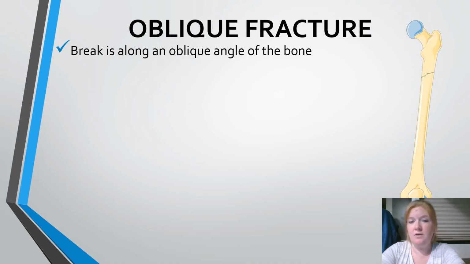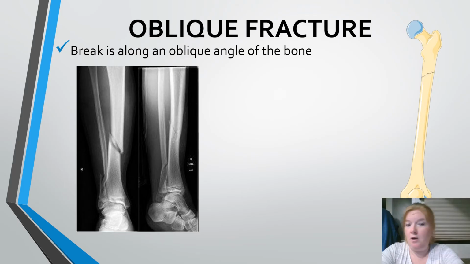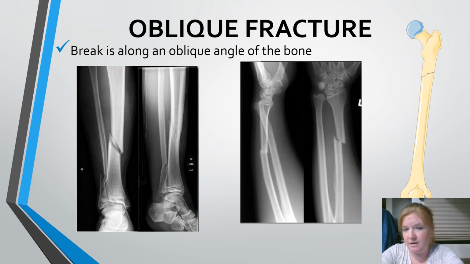An oblique fracture is a break at an oblique angle across the bone. Transverse was straight across, oblique at an angle. Oblique fracture, that's of the tibia. Oblique fracture, I see the thumb over there, so that's the radius.